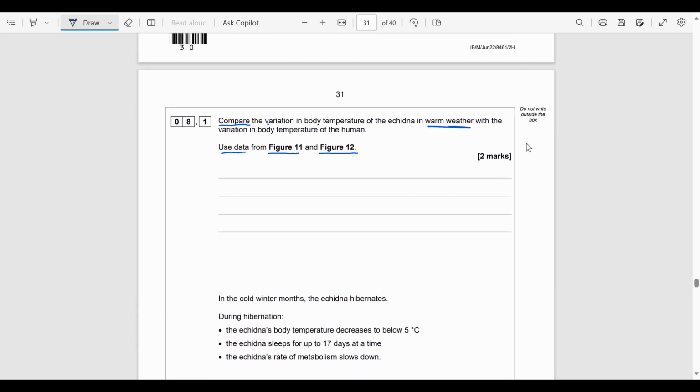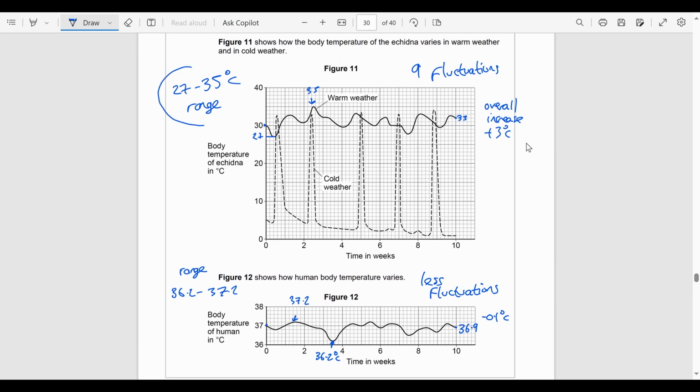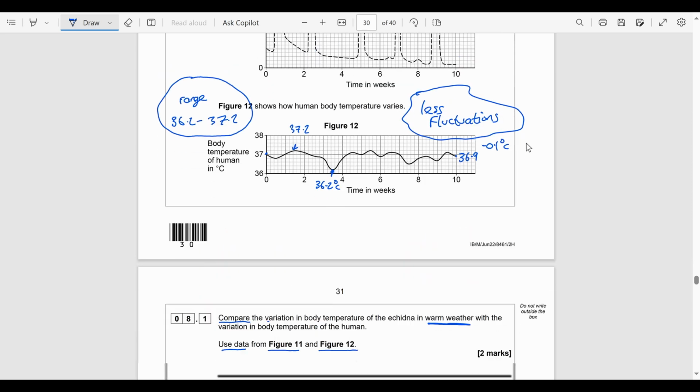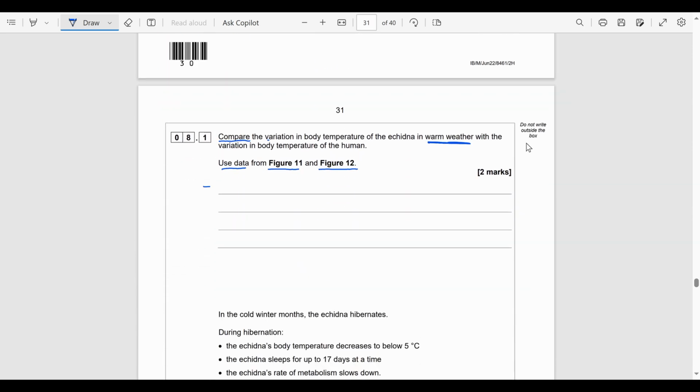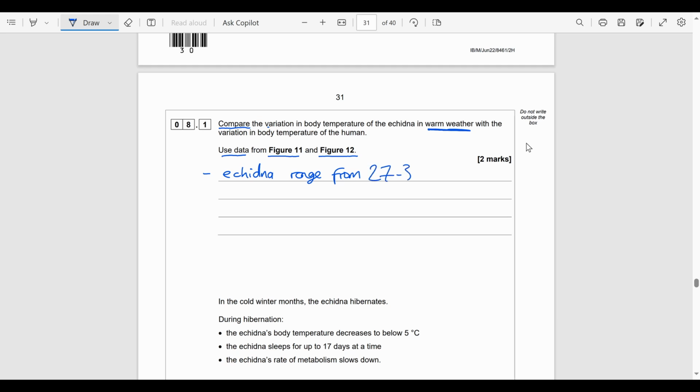So let's put that in our answer then. I think the most important things that we can take from here are the fact that the range is so different. And then we said there are less fluctuations. So let's put that in our answer here. So for the echidna, range from, let's just make sure we got the right values, 27 to 35. And human from 36.2 to 37.2. So, which has a wider range, is the echidna.